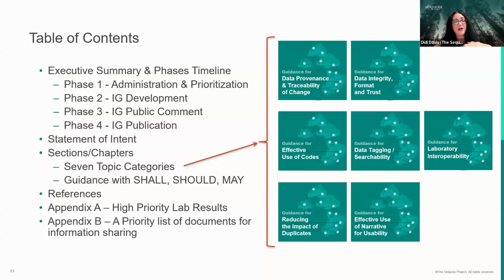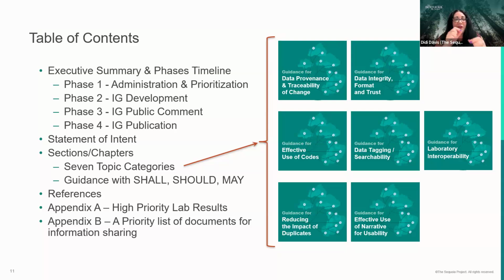And so there's a table of contents, and each topic category, if you look to the right side, data provenance and traceability of changes. You're going to hear from both Duncan and Charlie about how that's important to maintain trust, for instance. We focus it on data integrity, format, and trust. That's really where we put the patient matching stuff that aligns. We point to the FAST work.